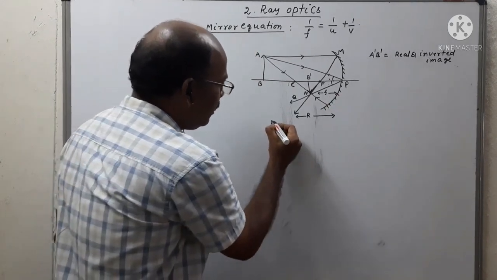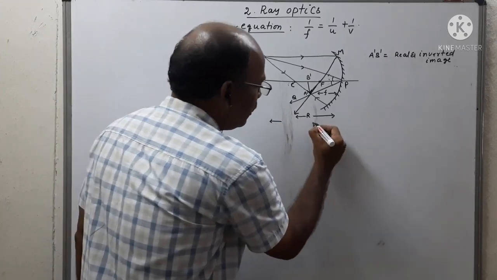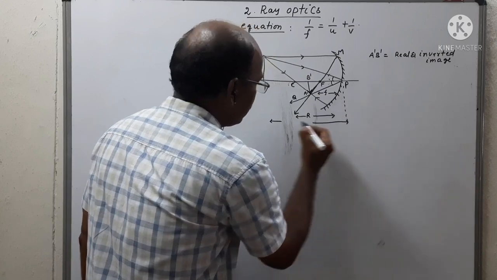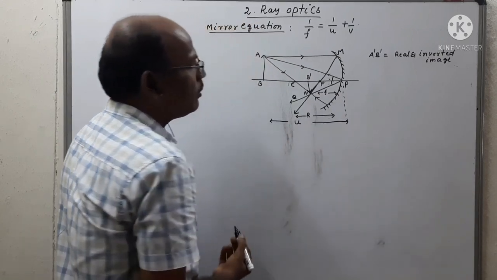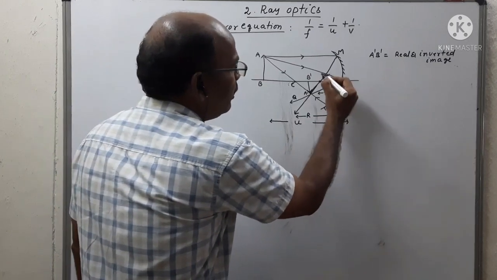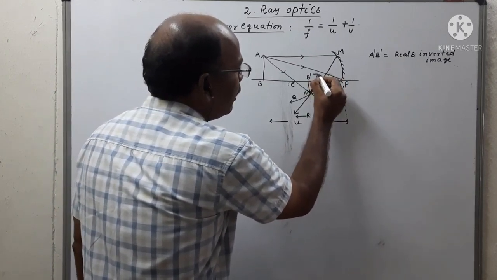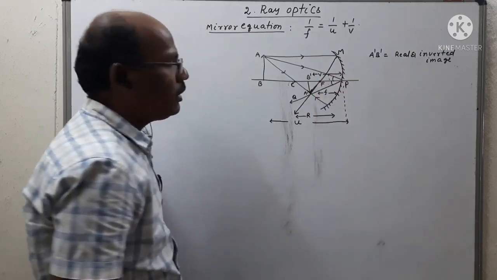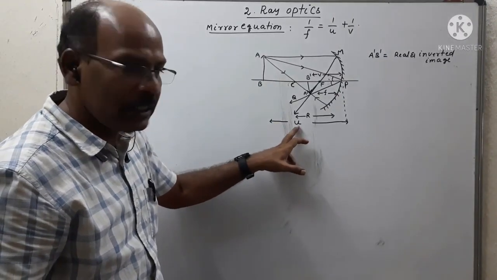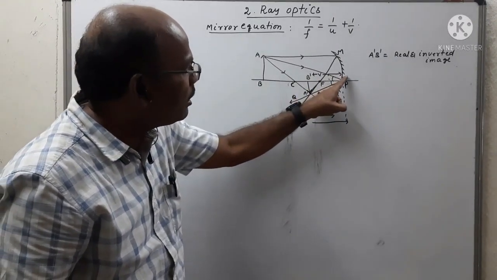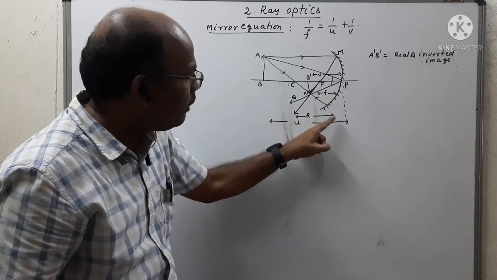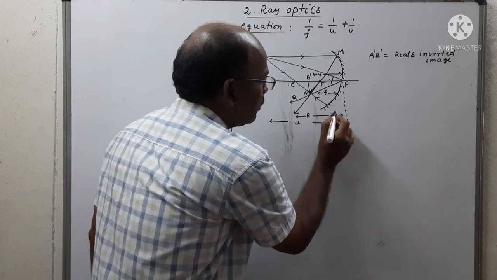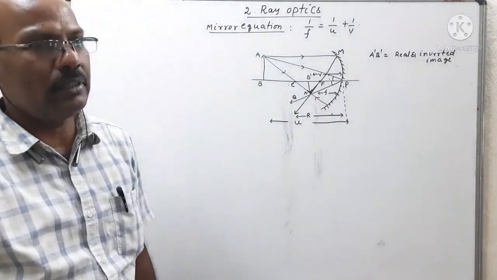And the distance from the object to the pole is equal to object distance u. And the distance between the pole and the image is represented as v. So this is equal to v. So these are the representations of object distance, image distance, focal length, and radius of curvature. So this is the radius of curvature.